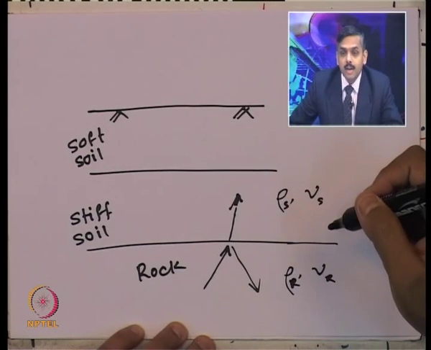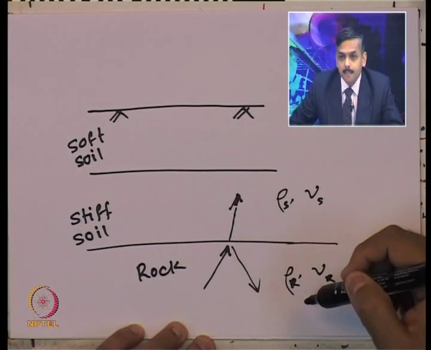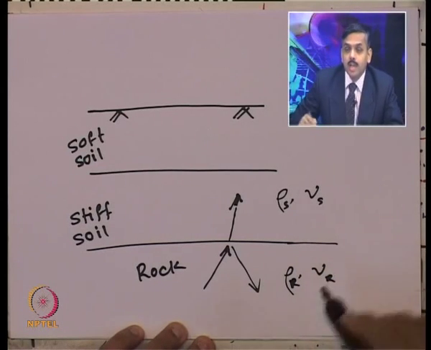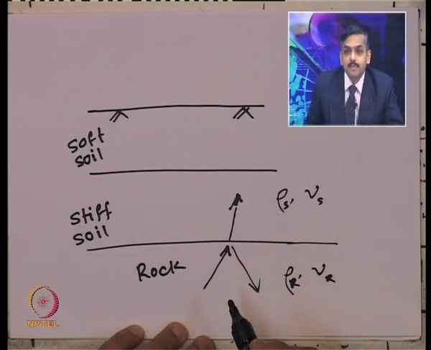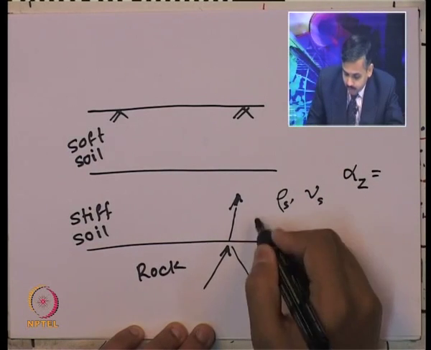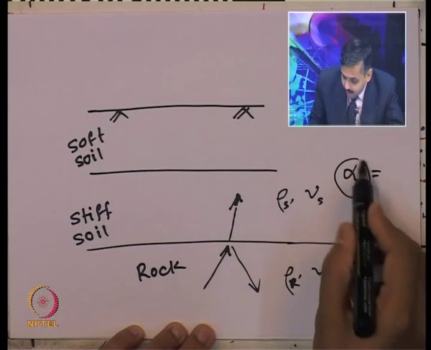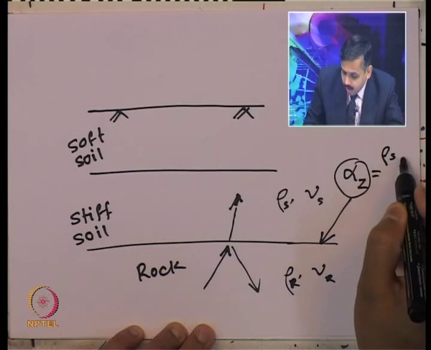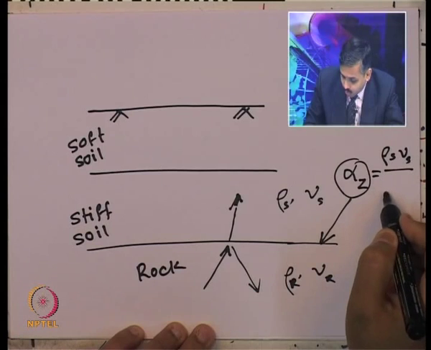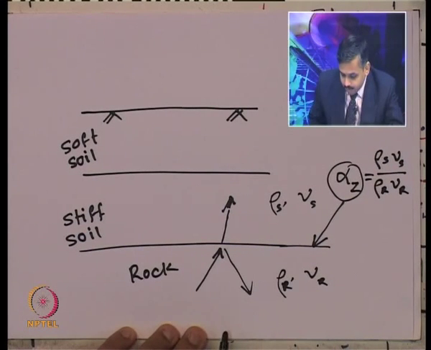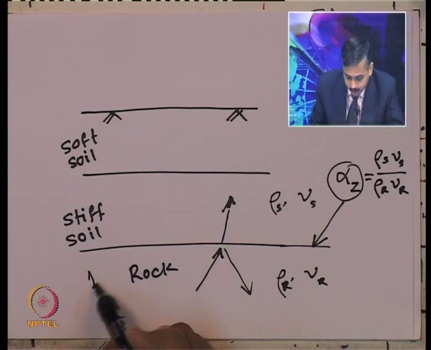Which one will have more density? Of course, the rock compared to soil. Which one will have more wave velocity? Of course, again rock compared to soil. So, which material will have more specific impedance? Of course, rock will have more specific impedance than soil. So, when we are talking about this alpha z between these two layers, it is rho of soil v of soil by rho of rock v of rock, because generally these waves are coming from here. So, this is our material 1 and this is material 2.